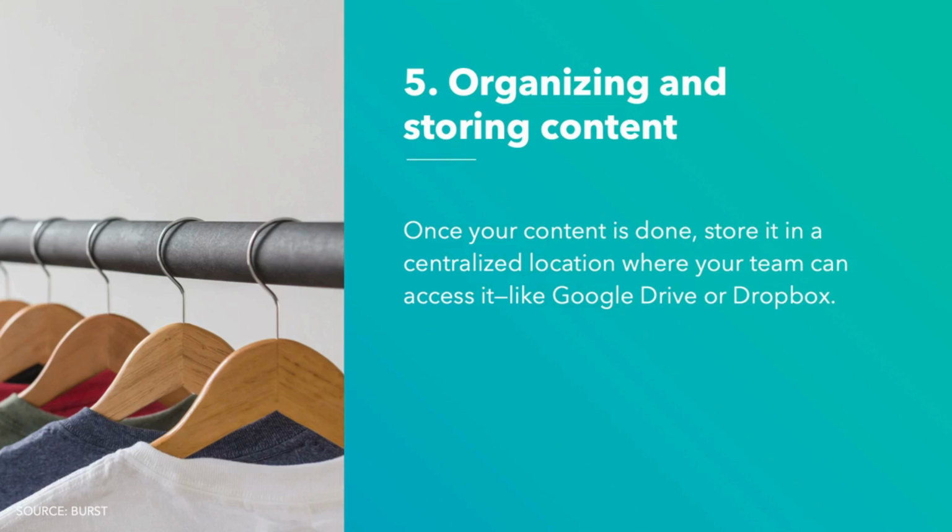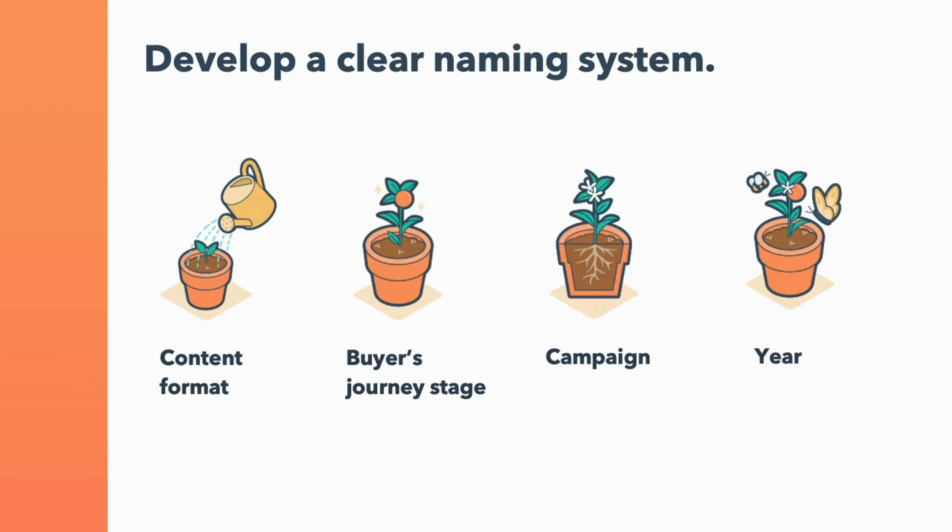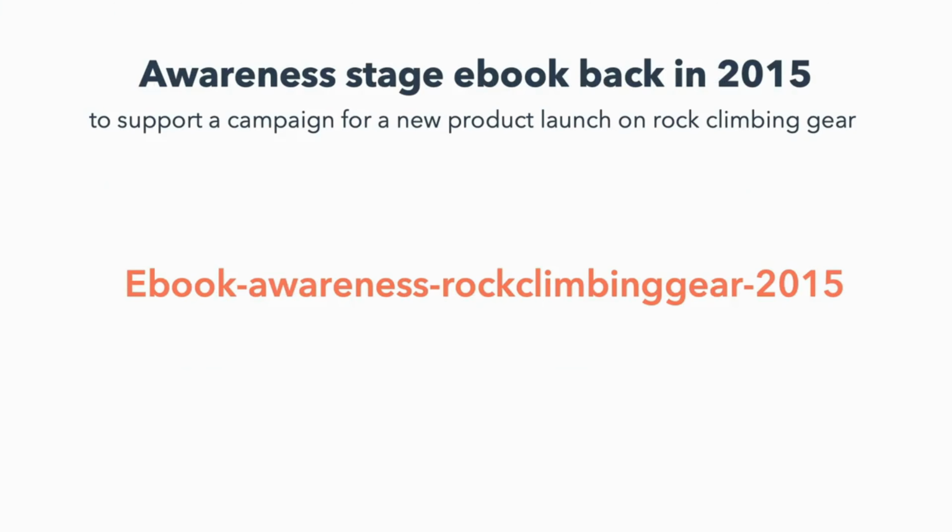Organizing your content in a way that's easy to understand is critical for repurposing, reusing, or even finding that content down the line. One way to organize your content is to develop a clear naming system. A sample system could include content format, buyer's journey stage, campaign, and year. For example, let's say you developed an awareness stage ebook back in 2015 to support a campaign for a new product launch on rock climbing gear. Your name for the content offer could be ebook, awareness, rock climbing gear 2015.